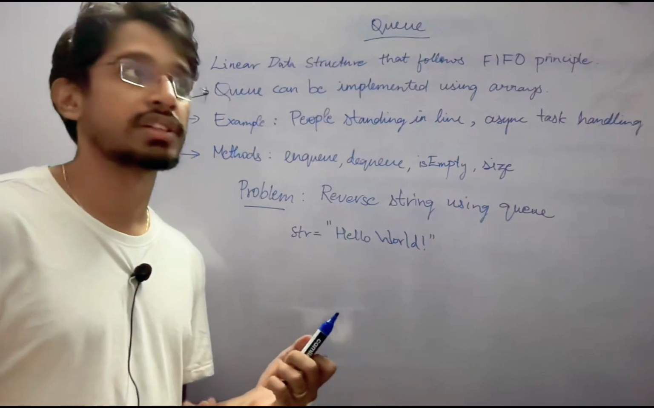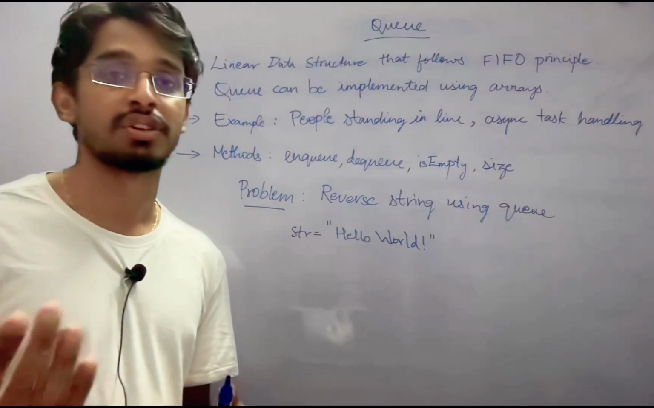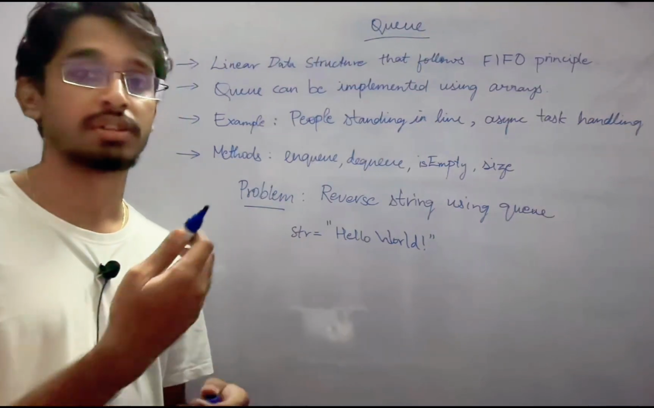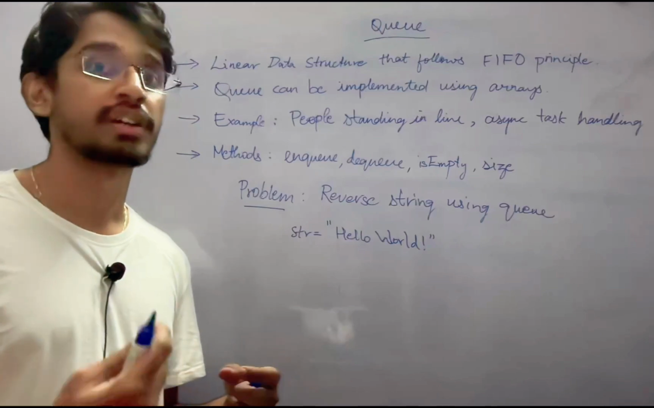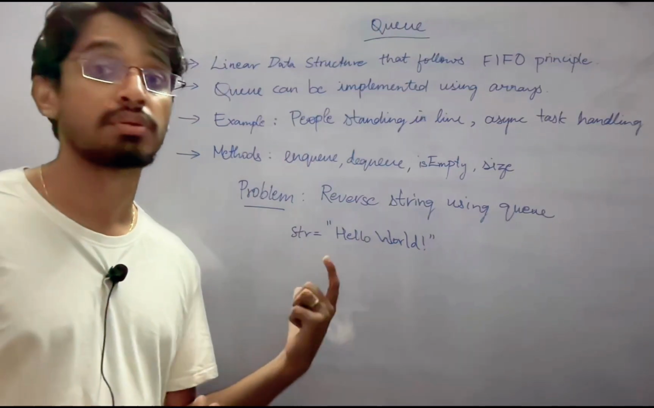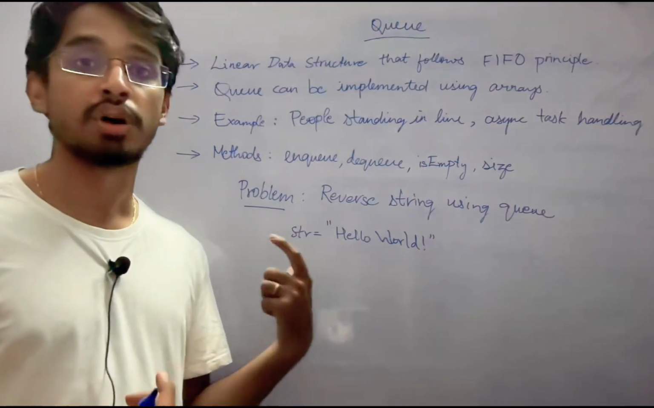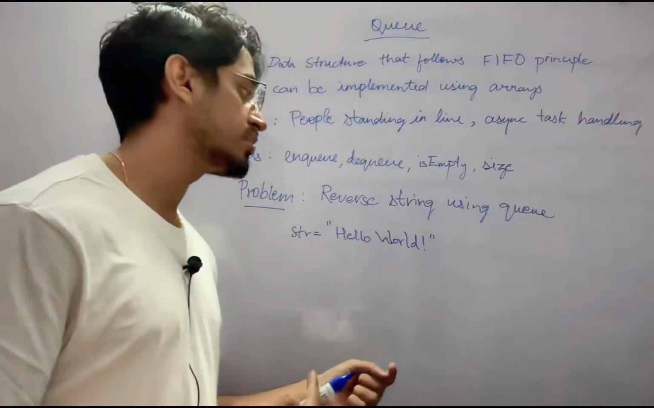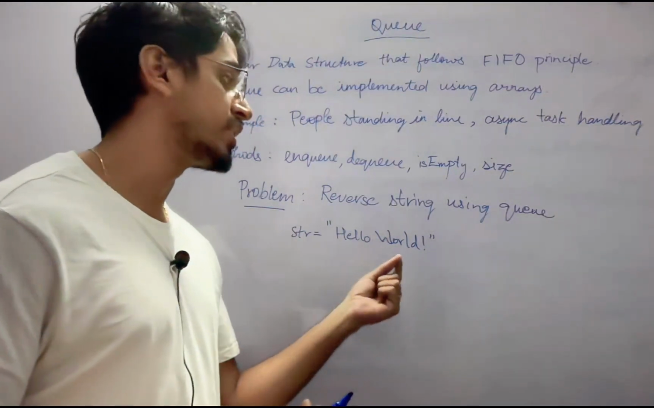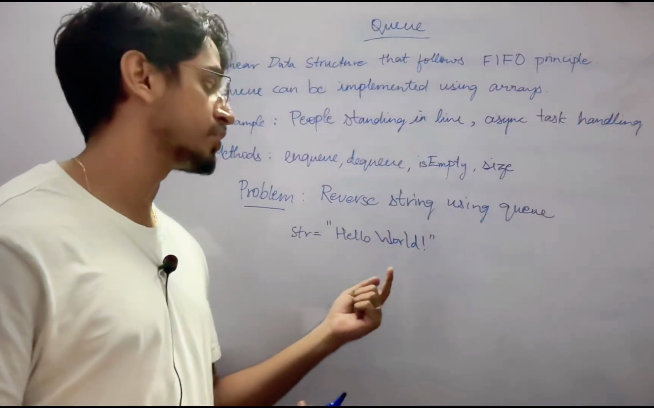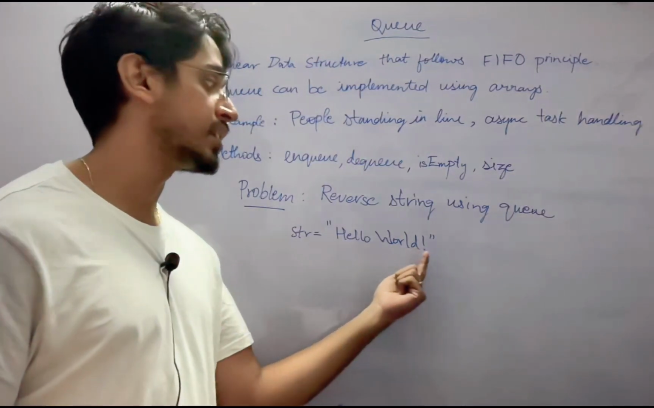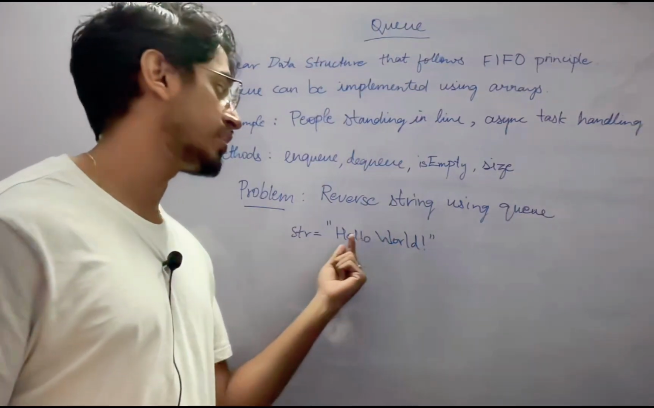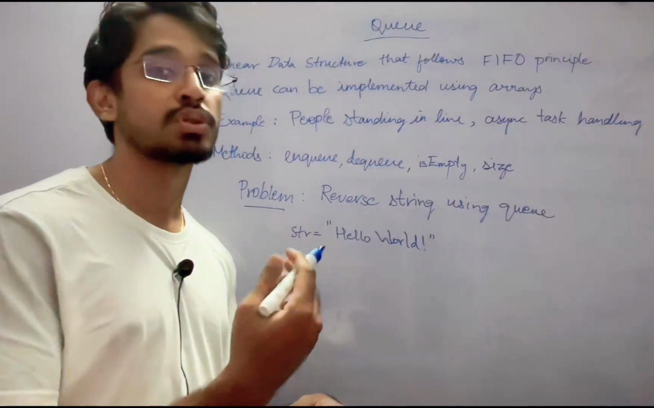Let's consider this example where we need to reverse a string using queues. We could just use the reverse function on strings, but we are not allowed to do that. In an interview, let's say they give you a problem to reverse a string using queues. How would you do that? We just need to run a loop over the string in reverse order. We start from the last element and move until the first element, and keep adding those elements to the queue.